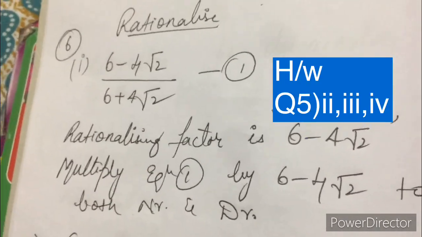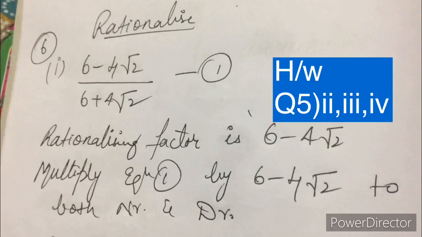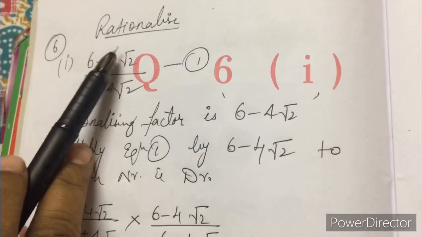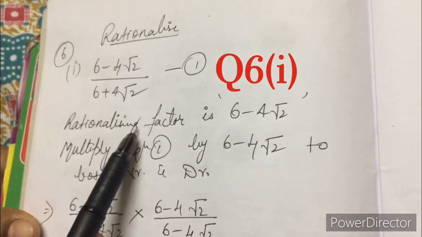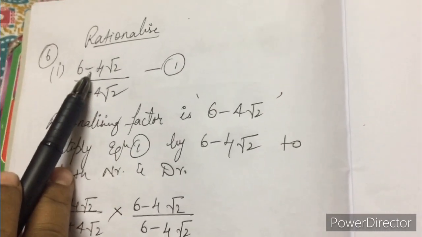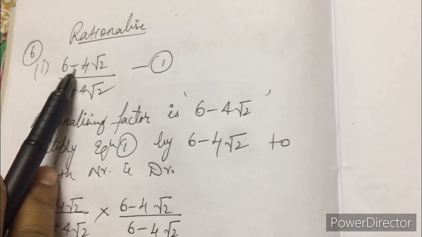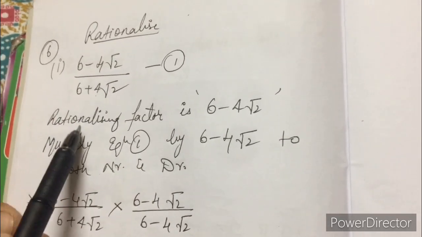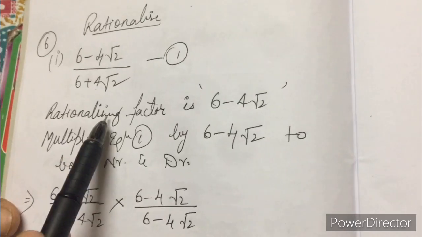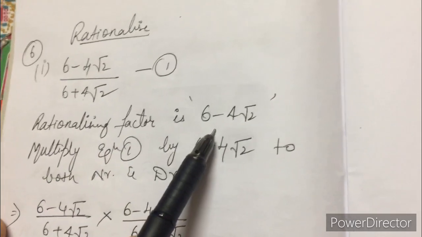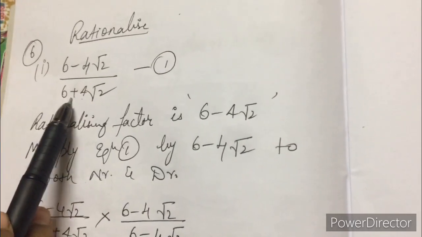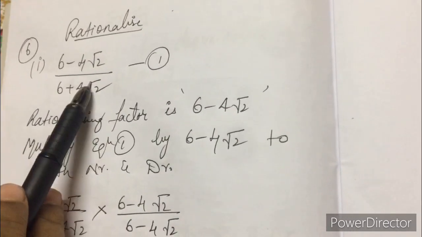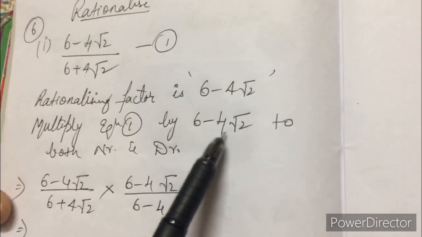That was the fifth problem. Second, third, fourth, the remaining bits are homework. Check here, the sixth one. This is also a rationalizing factor you have to find out. Here, the numerator is 6 minus 4 root 2. The denominator is 6 plus 4 root 2. As I said, the rationalizing factor is always for the denominator. So here plus is there, the sign is minus. Now I am multiplying both by 6 minus 4 root 2.